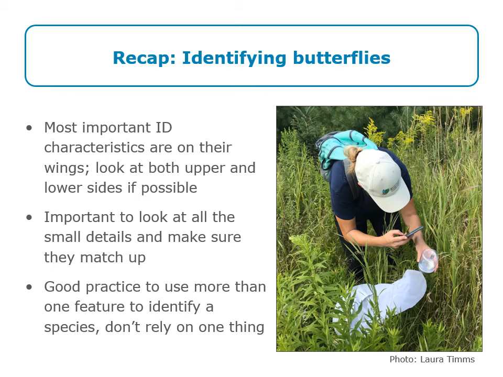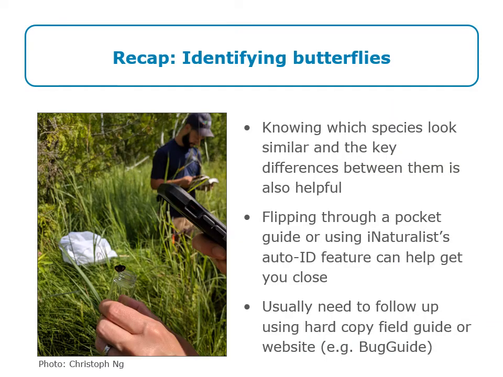It's important to look at all of the small details when looking at butterflies to see if they match up. So read that field guide. Don't just use one feature. So if you say, oh, it's black with yellow spots, it's got to be that species, just read through all the characteristics to make sure it all matches and you're not missing a species that looks pretty similar but has some important differences. On that note, knowing which species look similar and the key differences to separate them is also helpful. And field guides are generally pretty good at pointing those out to you, especially the Butterflies of Ontario field guide.